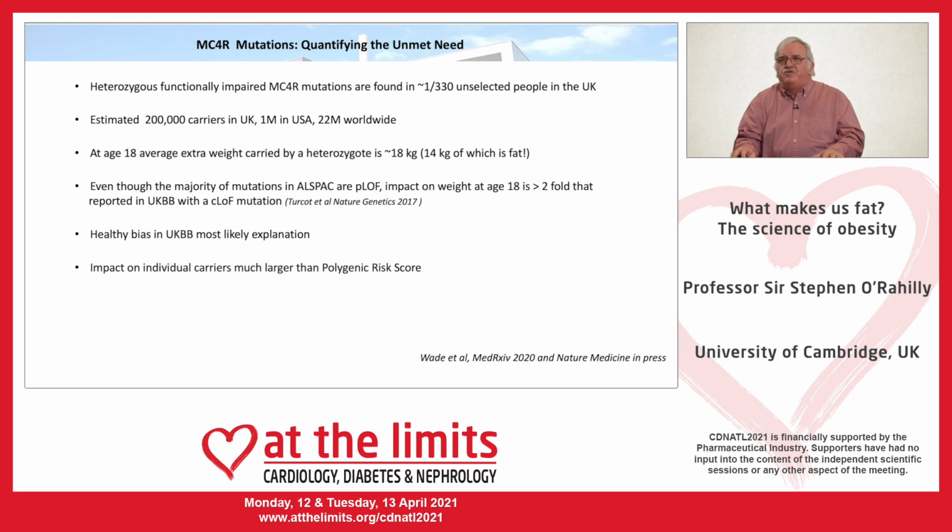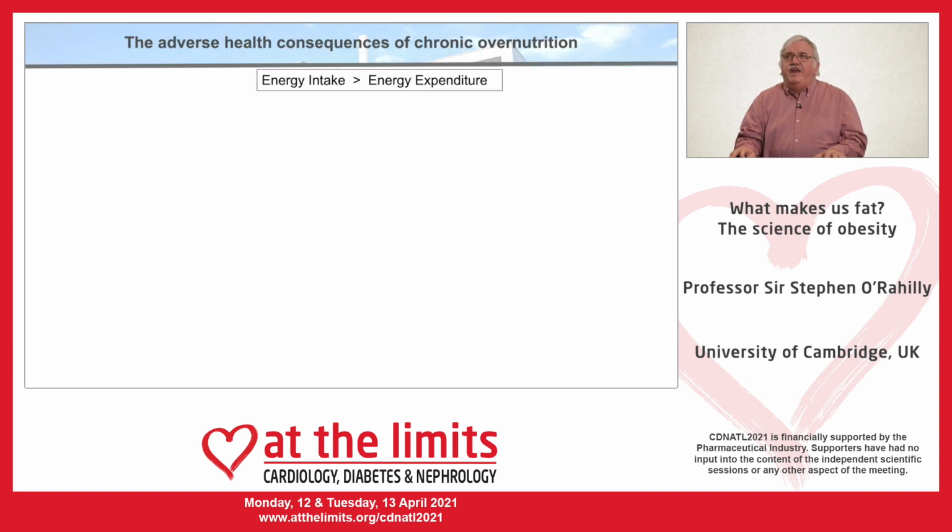And the impact on individual care is much larger than the polygenic risk score, and we can start seeing the effect really very early in life indeed. This makes, I think, MC4R a compelling candidate for targeted therapeutics. So I'm going to move now to the adverse health consequences of chronic overnutrition.